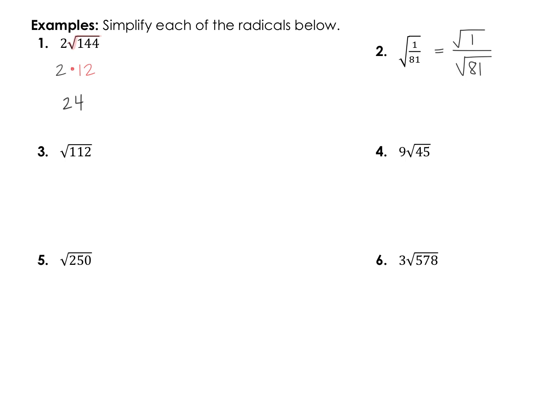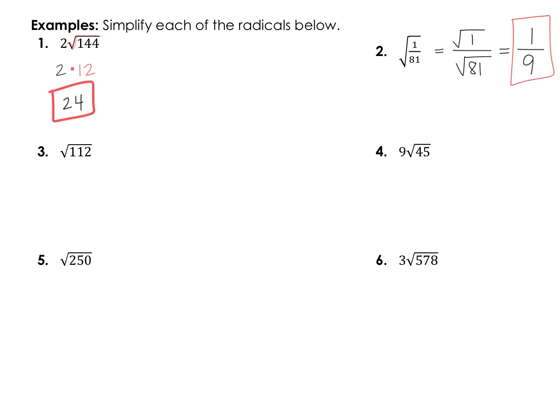Okay, what is the square root of 1? The square root of 1 is 1 because 1 times 1 is 1. What is the square root of 81? 9. So 1/9 is as far as it goes. I'll box these so you know where the final answer is.